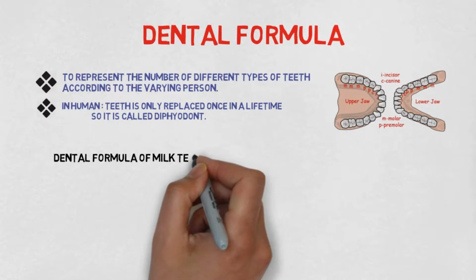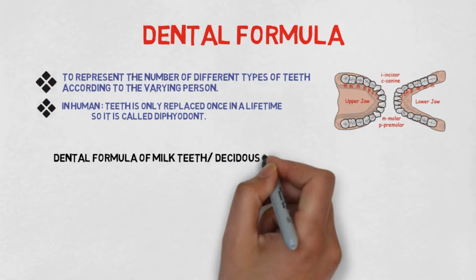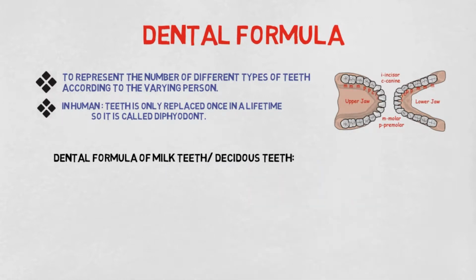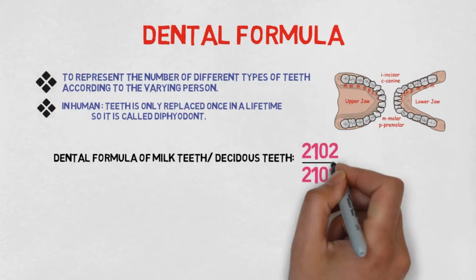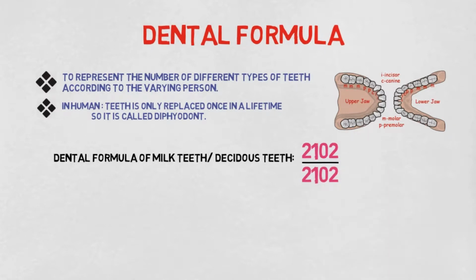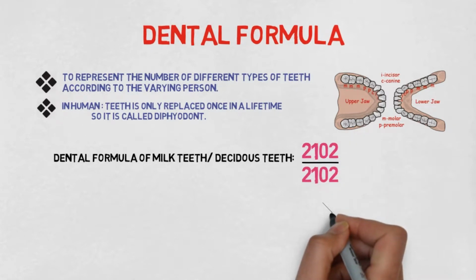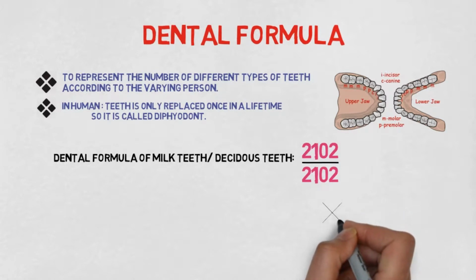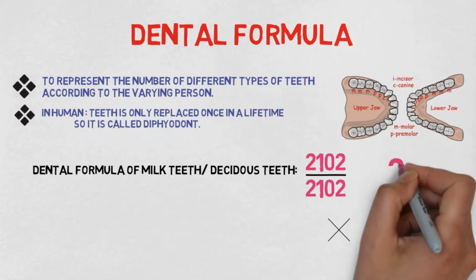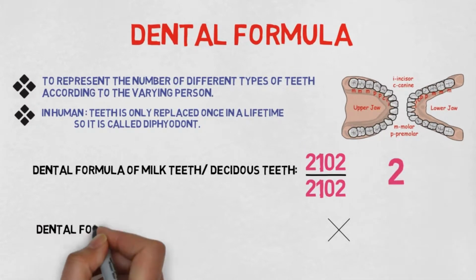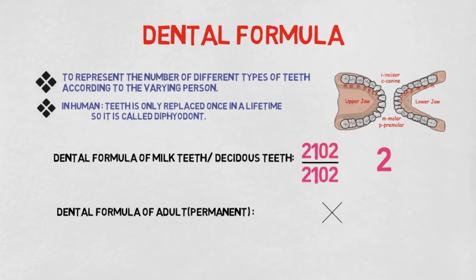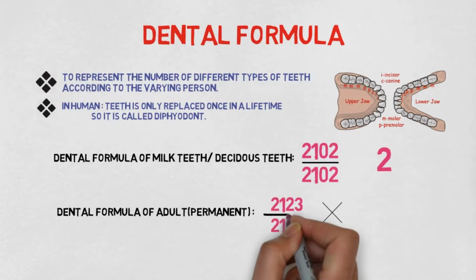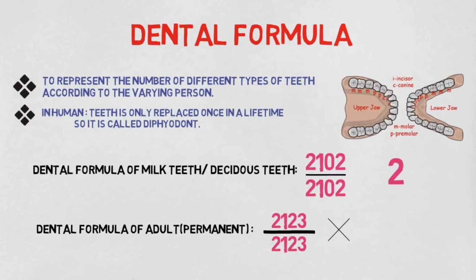Now let's talk about the dental formula of milk teeth or deciduous teeth. The dental formula of milk teeth or deciduous teeth is 2102 upon 2102. The other is the dental formula of adult or permanent teeth. The adult or permanent teeth's dental formula is 2123 upon 2123. You can see it in the diagram, and I have mentioned it here also. You can see clearly 2123 upon 2123 times 2, because there is an upper part and a lower part also.